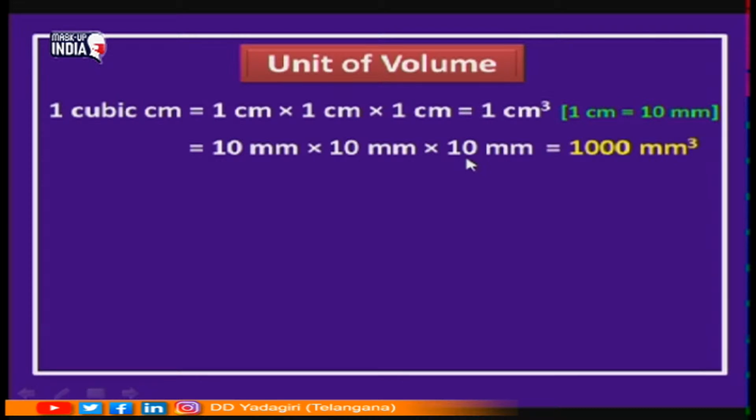So, 1000 here mm means millimeter cube. That means 1 cubic centimeter can be written as 1000 millimeter cube.